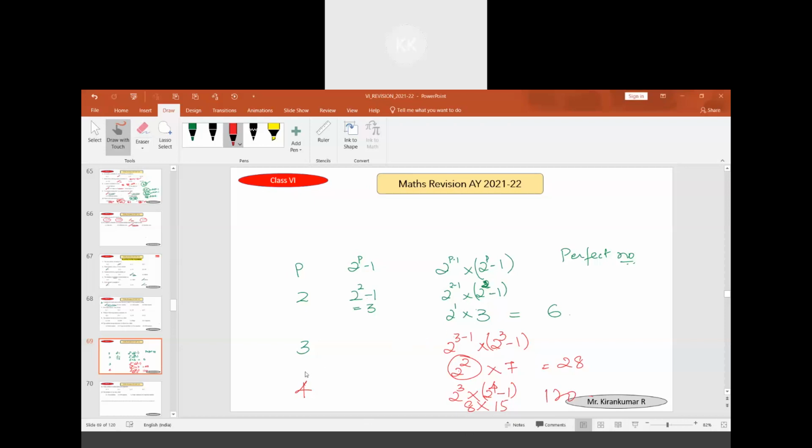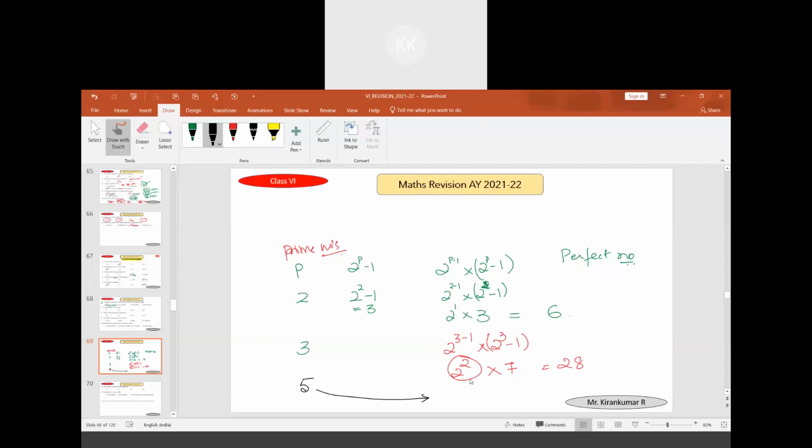The mistake is we should not consider 4. We have to consider the prime numbers only. After 3, which is the prime number? 5. So I have to consider prime numbers. Why do we have to consider prime numbers? Because that is a concept.